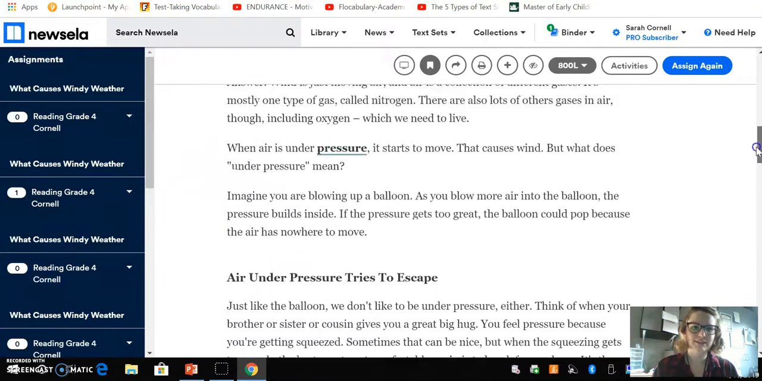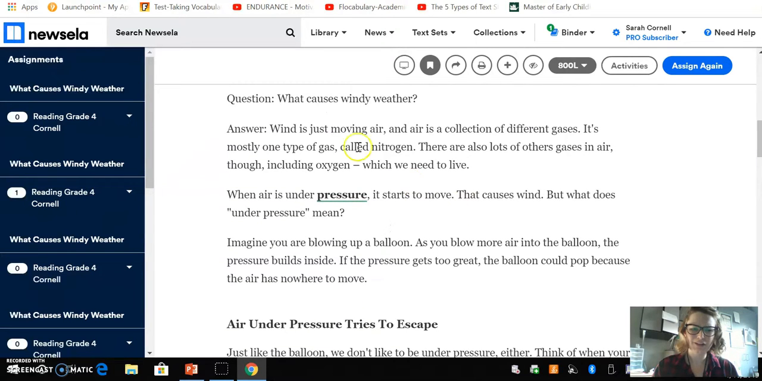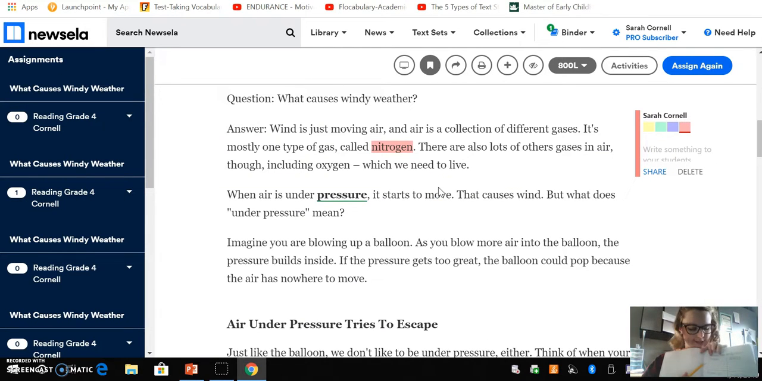I did see this word, nitrogen. So I'm going to highlight that in bold, and I'm going to make it red. Now, I know that I need to write that in my journal. So I'm going to list nitrogen up here on this line right here. And then I'm going to attempt to figure out what nitrogen means.